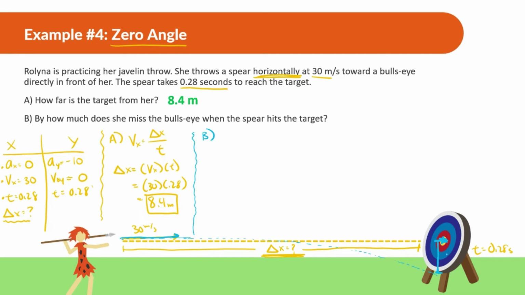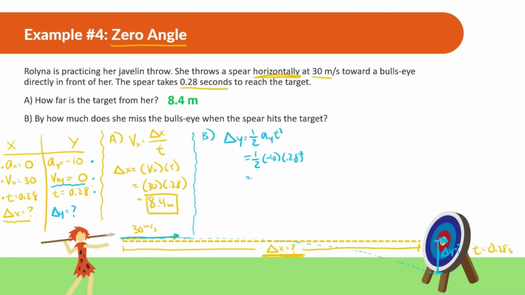And what is this variable? That's going to be what we're looking for, how much it misses by. That's going to be the displacement in the y direction. So we're looking for what this displacement in the y is. And again, we have 3 pieces of information, so that should help us. We have the equation, displacement in the y is equal to 1/2 acceleration y times time squared. And remember, we can only use this when the initial velocity in the y is 0, which it is in this situation. Acceleration y negative 10 times 0.28 squared.